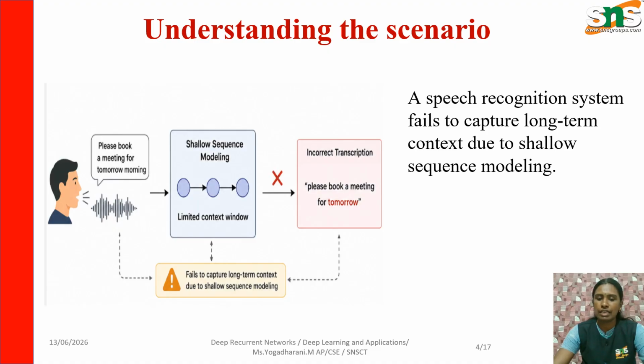Example, a sentence like: the professor who taught machine learning last semester received an award. To understand who received the award, the model must remember information from the earlier words. Here the problem is that shallow models cannot capture long-term context.